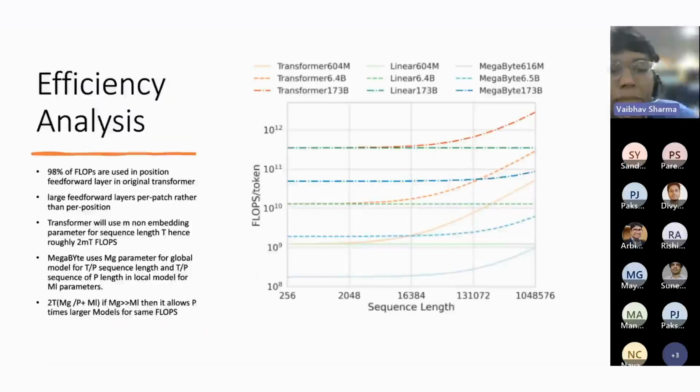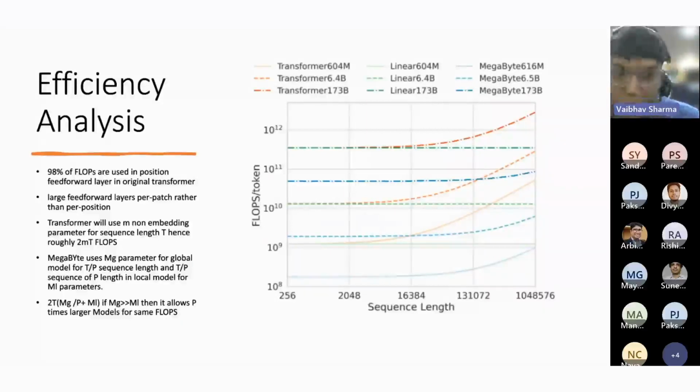Another efficiency analysis that they did was the use of floating point operations. They said 98% of the floating point operations in the original transformer are used for feed forward layers because they use the positional feed forward approach. But instead of that, they are using a per-patch feed forward layer as compared to the normal per-position feed forward layer in the original transformer. So let's say the original transformer will have m non-embedding parameters in the feed forward layer for sequence length of t, which was our input. So it will roughly use 2mt floating point operations, where two is an empirical number.